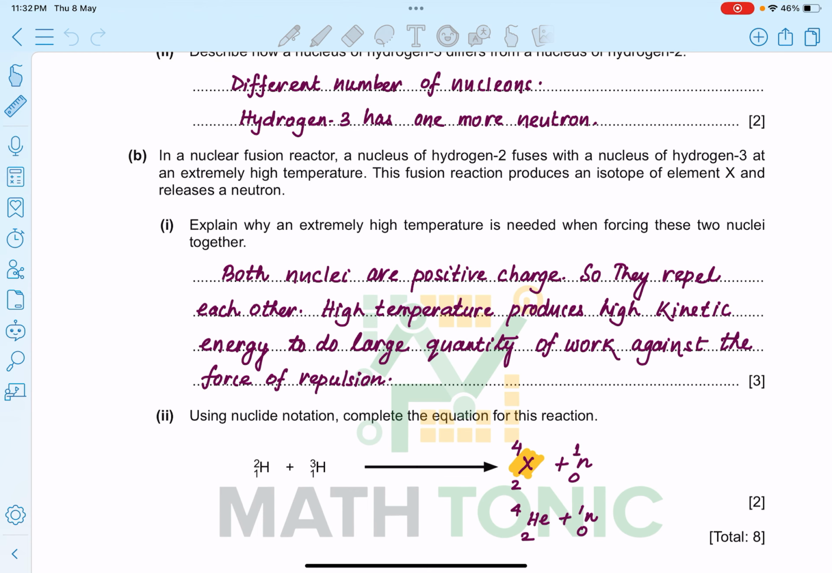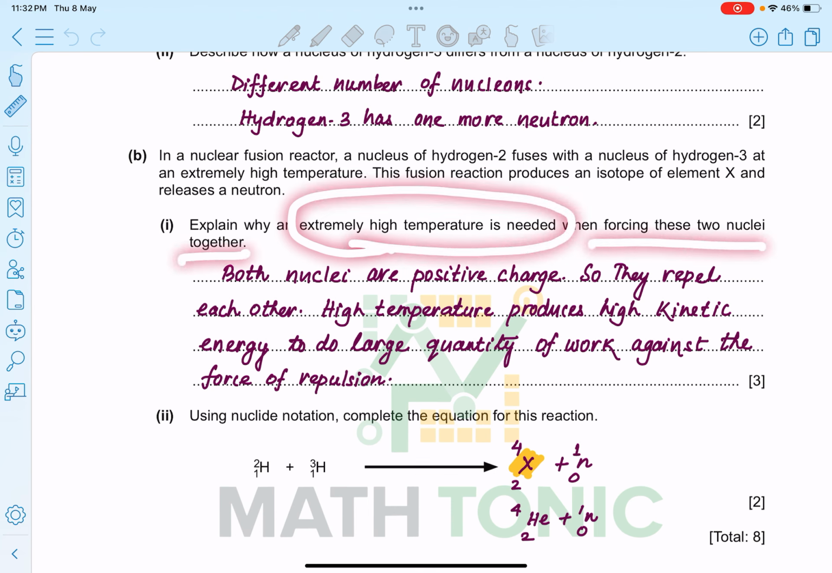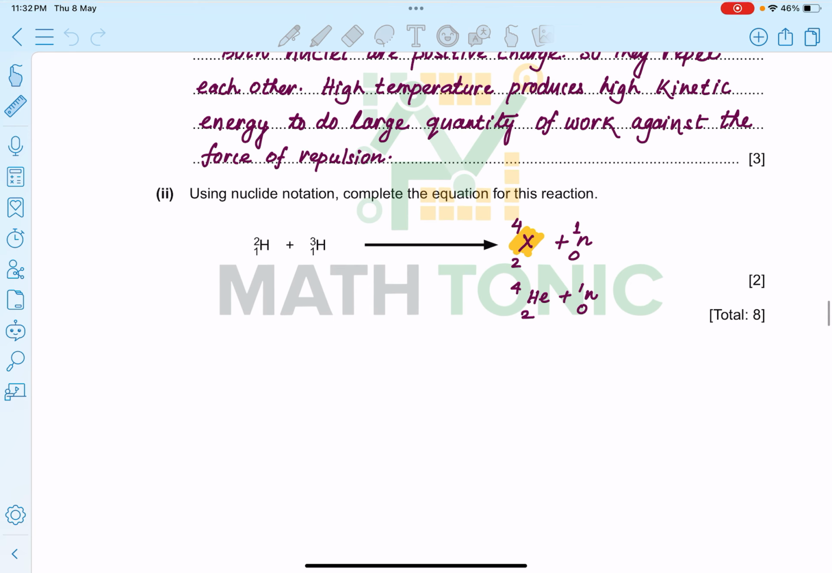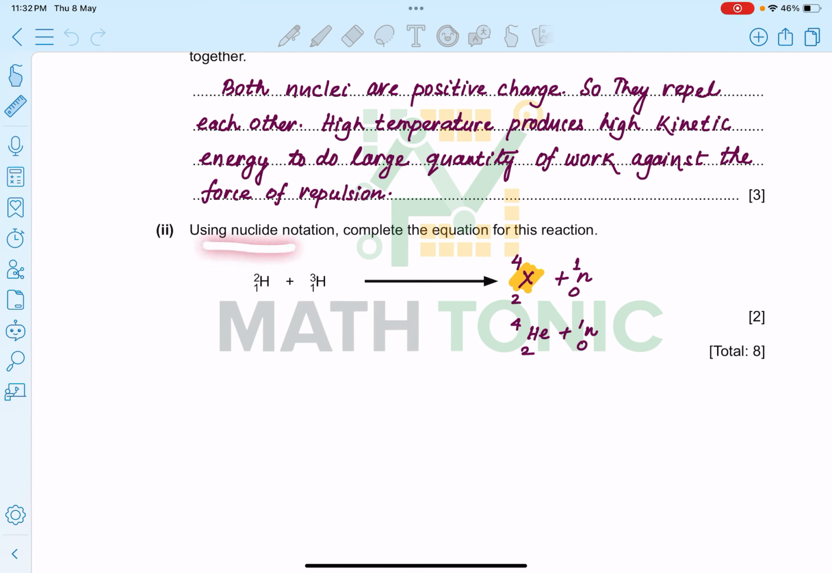Again, the question is: why is an extremely high temperature needed when forcing these two nuclei together? As I told you, both have positive nuclei, so they will have a repulsive force, right? So as they are repelling in nature, we need high temperature, which produces high kinetic energy, to do a large quantity of work against the force of repulsion. Next: using nuclear notation, complete the equation for this reaction.